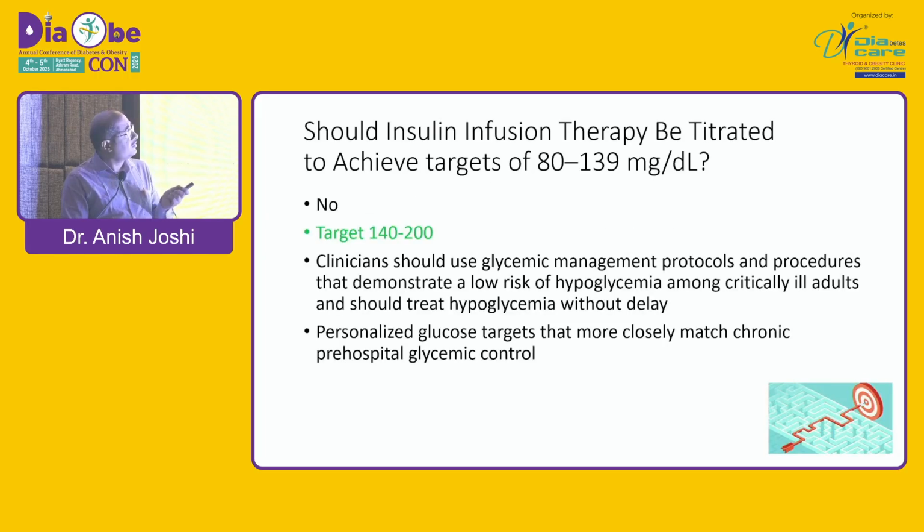So should you target normal glucose? Probably no. The target is a little bit more flexible. What sir was already talking about, it is somewhere between 140 to 200. And this is the diagram I am trying to show, that whatever way, ultimately everyone wants to reach the goal of managing the patient, bringing the patient back to his home or improving from his problem. So personalized glucose targets are much better, and we should always look at the pre-hospital glycemic control of the patient.